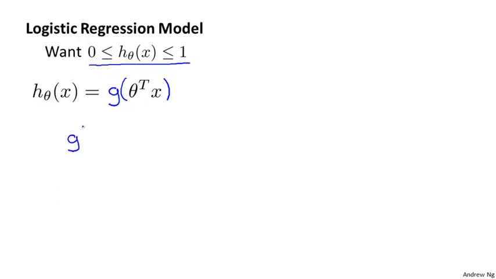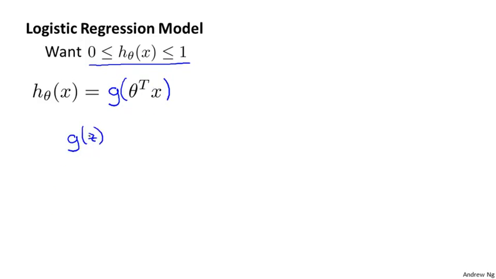Earlier, we said that we would like our classifier to output values that are between 0 and 1. So we'd like to come up with a hypothesis that satisfies this property, that its predictions are between 0 and 1. When we were using linear regression, the hypothesis was h of x equals theta transpose x. For logistic regression, I'm going to modify this a little bit and make the hypothesis g of theta transpose x, where I'm going to define the function g as follows.